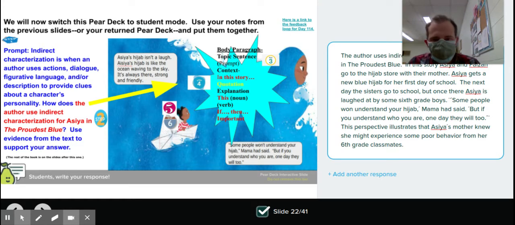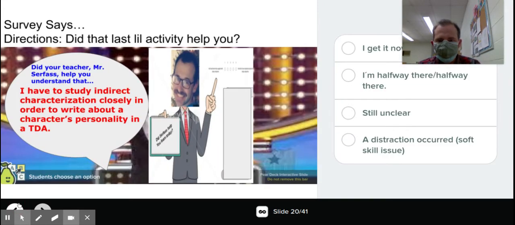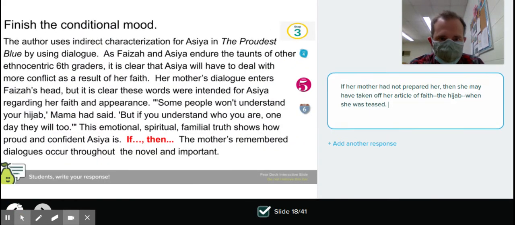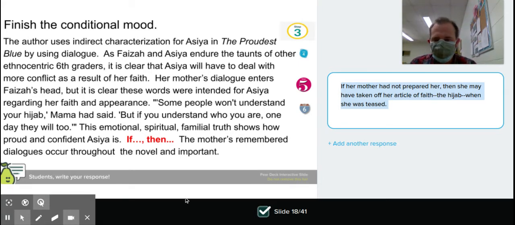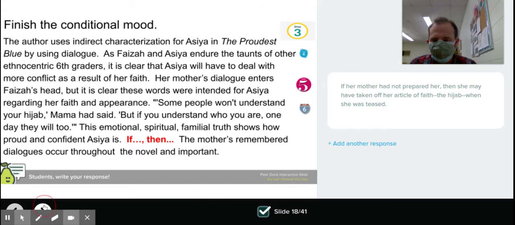So now we've got to use an if-then sentence. Well, Mr. Surface often gives us an example of those too. Maybe it'll go with the paragraph. Maybe it won't. Usually it does. Okay? So if her mother had not prepared her, then she may have taken off her article of faith, the hijab, when she was teased. Ooh, that was a good one. All right, so maybe you use the classmates, maybe you use your own, maybe you use Surface's, but whatever it is, you're going to put it in here with the full body paragraph. Let's take a look.